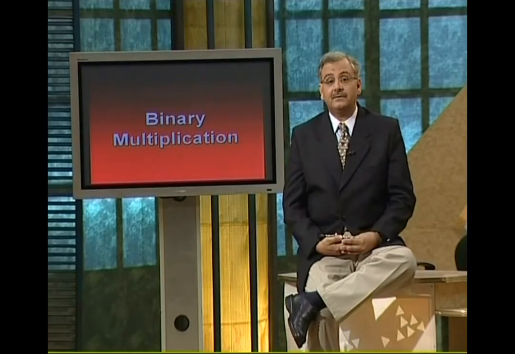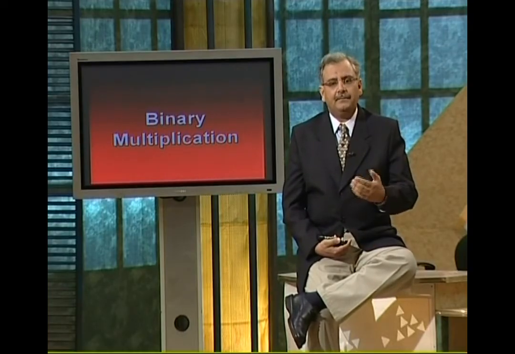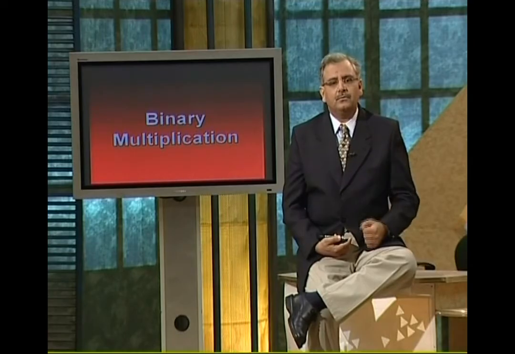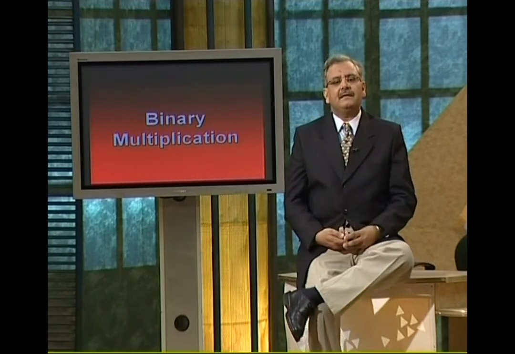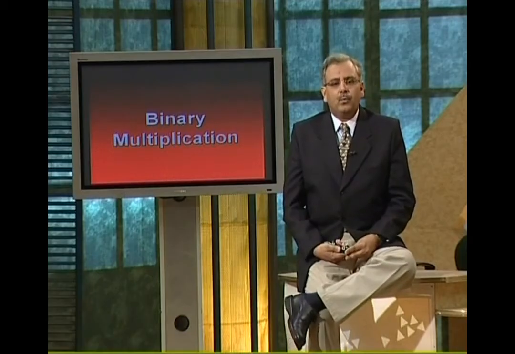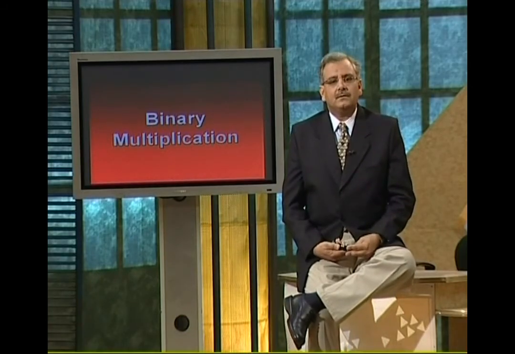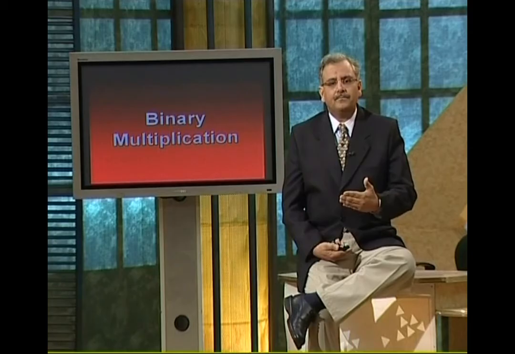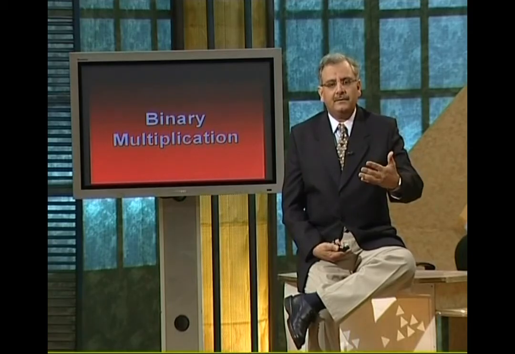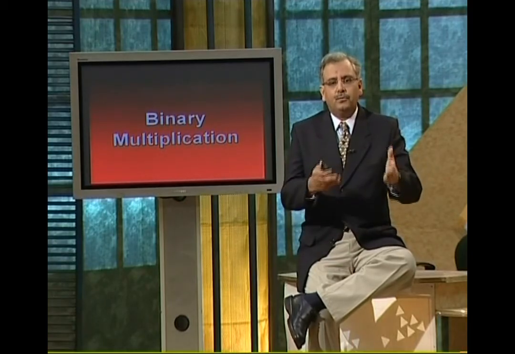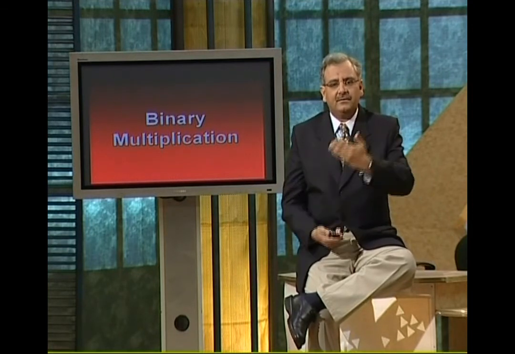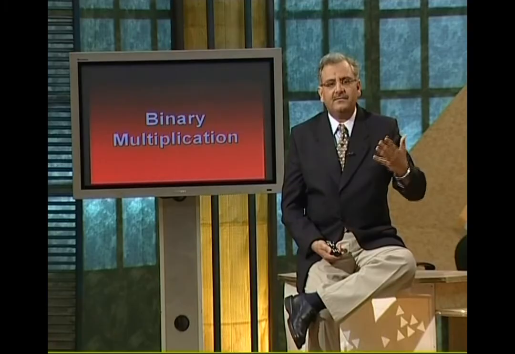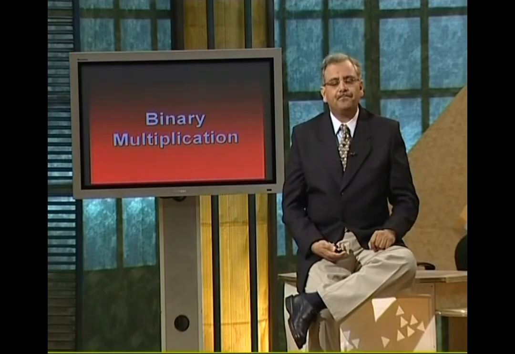Let's consider the third case. 1 multiplied by bit 0. What do you get? Again, a 0. The final case, multiply a 1 with another 1. What is the answer? 1. Right? So, four possible cases. If both the numbers are 1s, only then you would get the answer 1. For all other cases, the answer would be 0.